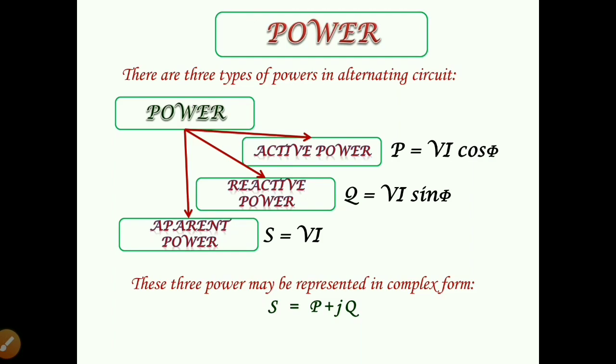So, quick summary of the power: active power VI cos phi, reactive power VI sin phi, apparent power VI or P plus jQ. As said earlier, it is the complex combination of active and reactive power.